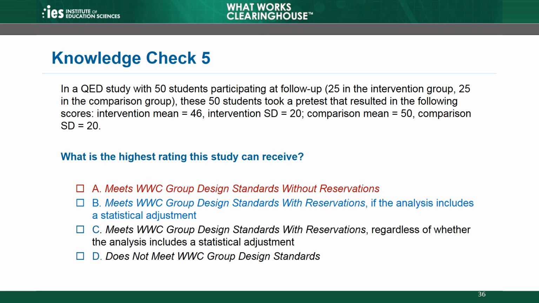Because baseline differences are in the adjustment zone, the authors must report an analysis that statistically controls for the differences to receive the meets WWC group design standards with reservations rating, so choice C is incorrect. Since baseline differences fall within the adjustment zone, it is possible for the study to meet WWC group design standards with reservations if the analysis appropriately controls for baseline differences. Choice D is incorrect.